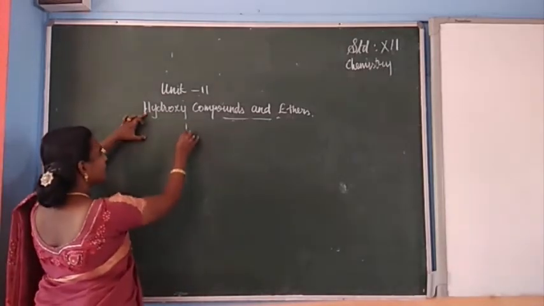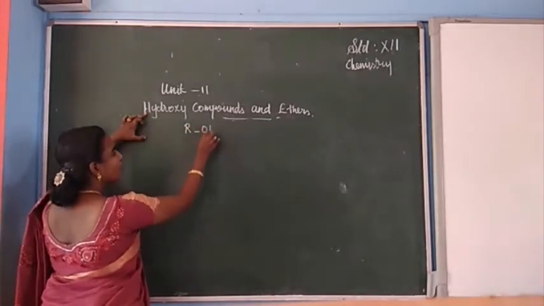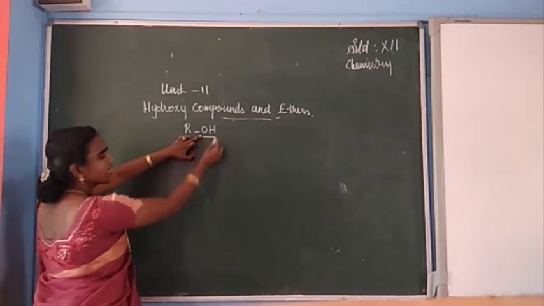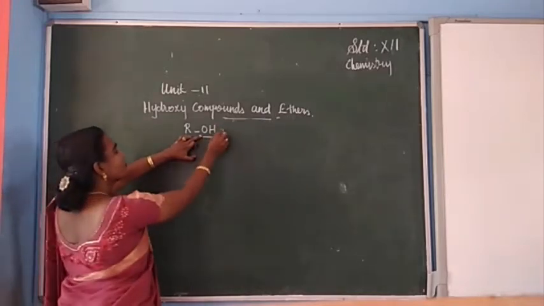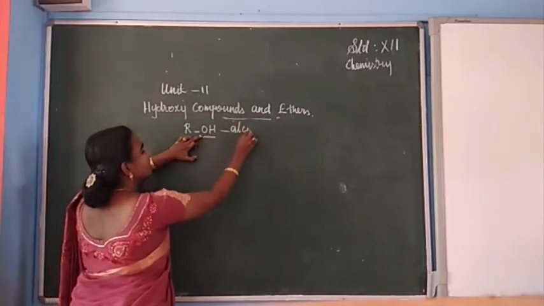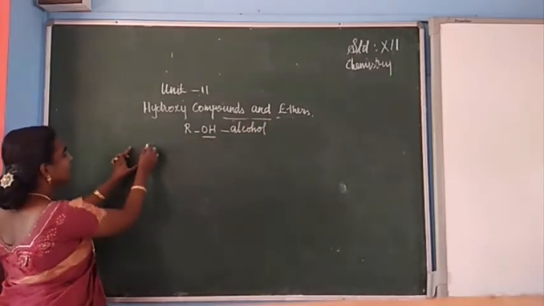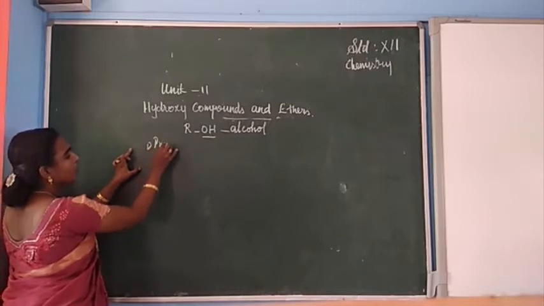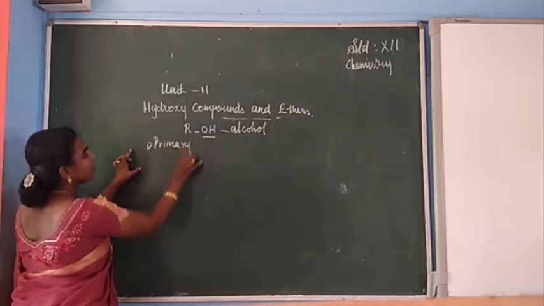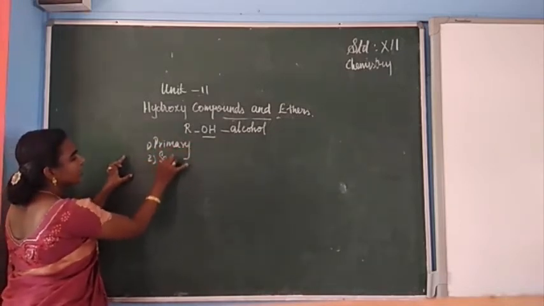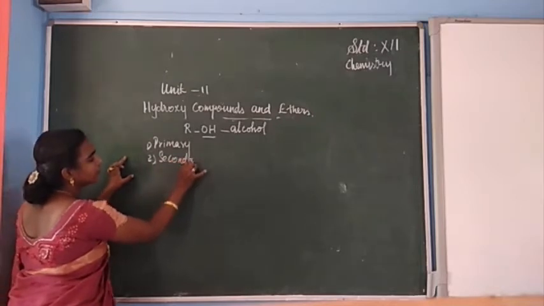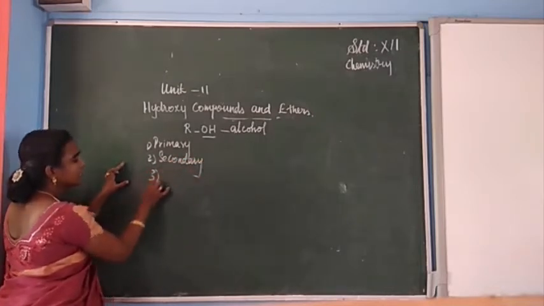Hydroxy compound we can write ROH. This OH specifies the functional group of hydroxy compound. We can call it alcohol. Alcohols are classified into primary alcohol, secondary alcohol and tertiary alcohol.